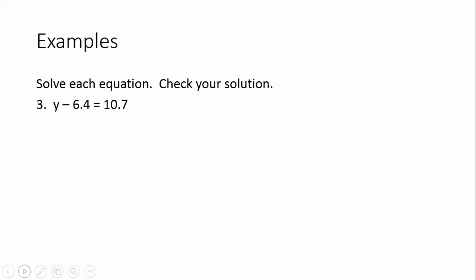Here we have an example with decimals, but it works just the same. We have 6.4 being subtracted from y. So the opposite of subtraction is addition, so we need to add 6.4 to both sides. On the left, we end up with y, and on the right, we add 10.7 plus 6.4, and we get 17.1. But now we need to check our solution. I'm going to plug 17.1 in for y.